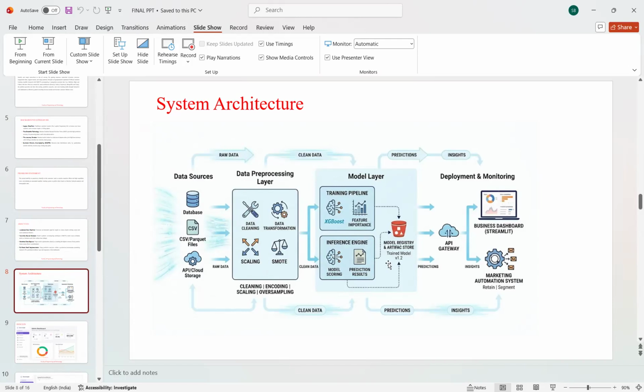Next layer will be deployment and monitoring. The trained model is deployed through an API. Other applications can send customer data and receive predictions instantly. Here the business dashboard includes total customers, high risk customers, churn trends, revenue, and risk distribution, and it manages the dashboard for decision making. Marketing automation, based on the prediction, sends discount offers, assigns support agents, and sends email retention campaigns, and also reduces churn automatically.